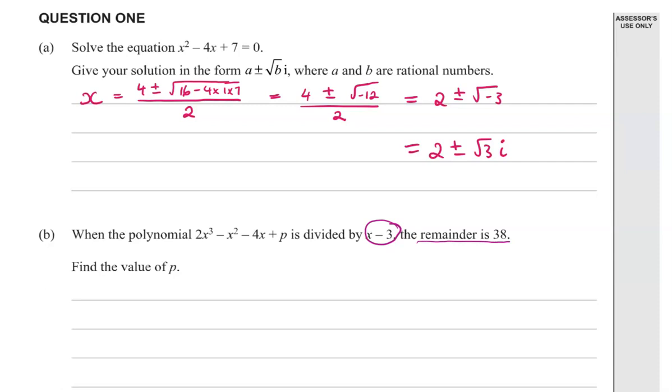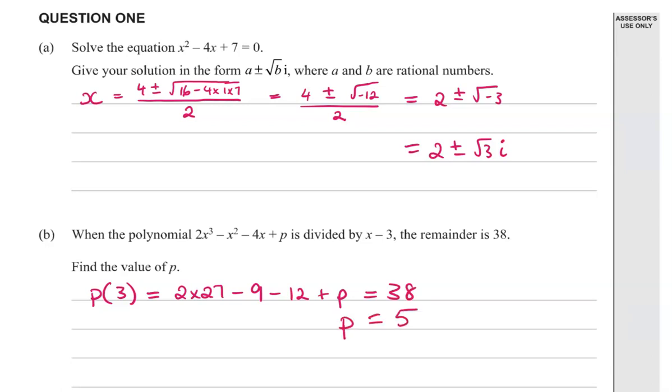So put the 3 into that polynomial, and those values come out like this. So we're just substituting 3 in, and we're told that when we do that, the remainder is 38. So when we substitute in the 3, that thing will equal 38. We go through and solve that. We get p equals 5.